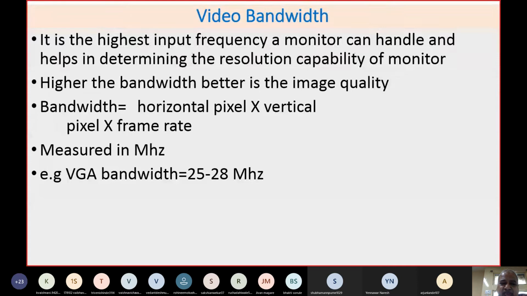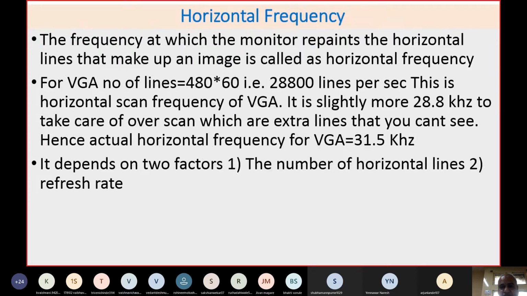Then what is the video bandwidth in the case of a monitor? This bandwidth is calculated based on your horizontal pixels into vertical pixels into the number of frames, that is, how many frames are to be shown per second. That will give you the video bandwidth. So obviously, if your resolution increases or frame rate increases, the video bandwidth will increase. Normally the VGA bandwidth is between 25 to 28 megahertz. Of course, this figure is calculated only taking the resolution of 640 by 480 into account. So this is called the VGA video bandwidth.